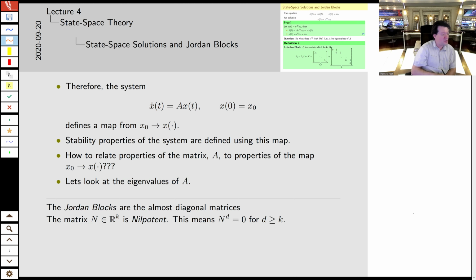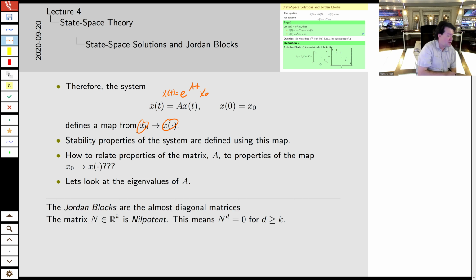So, as we showed when we defined the solution to the system, x of t equals e to the At x naught. This defines a map from the initial condition to the solution. So there's a relationship: if you know the initial condition, you can find the solution exactly.